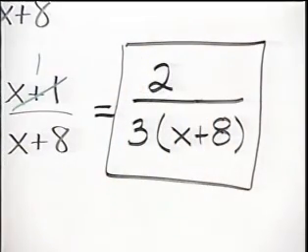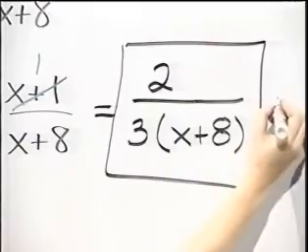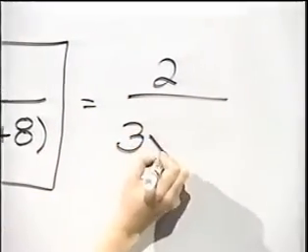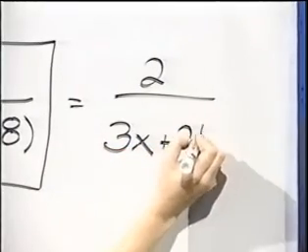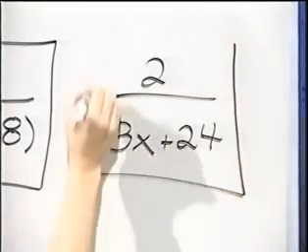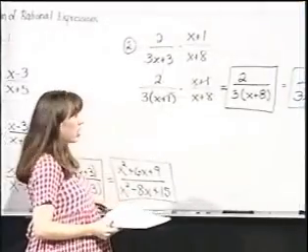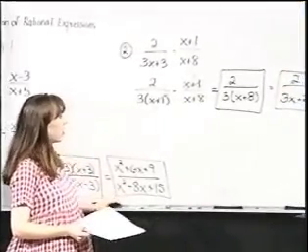Or if you want, you can multiply out that bottom. When you multiply out that bottom, you get 3x plus 24. And again, either of those answers are acceptable because they're the same thing. One is just factored and one is not.